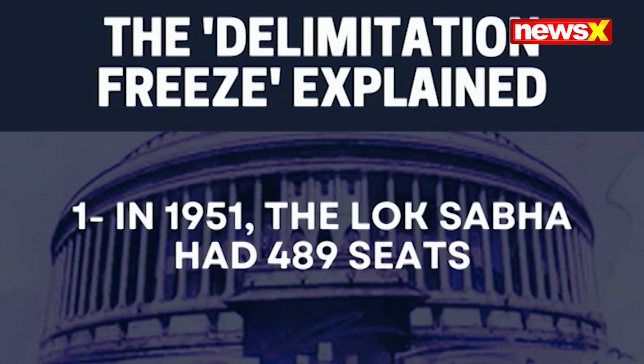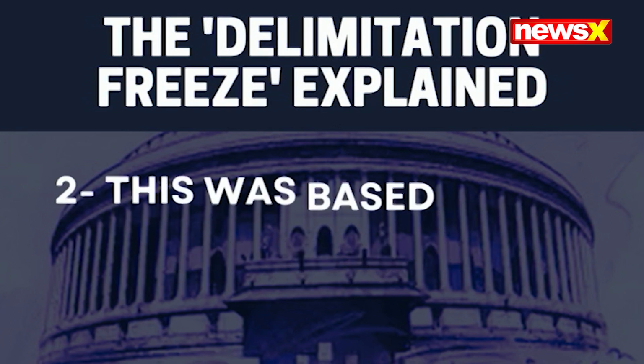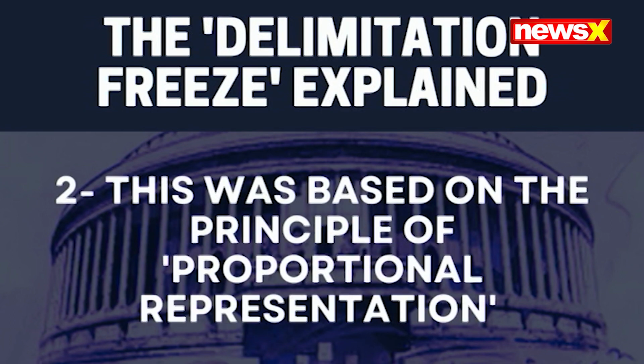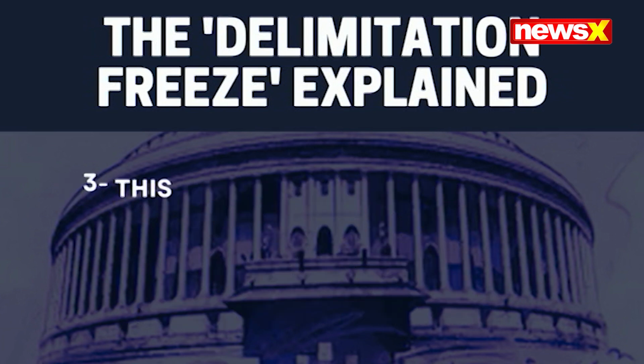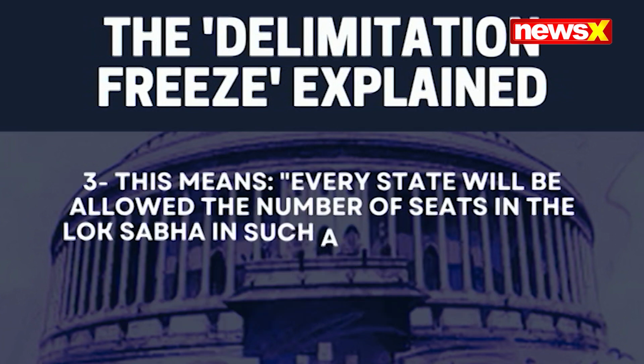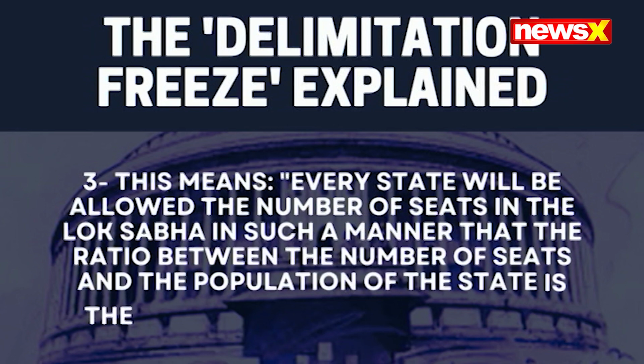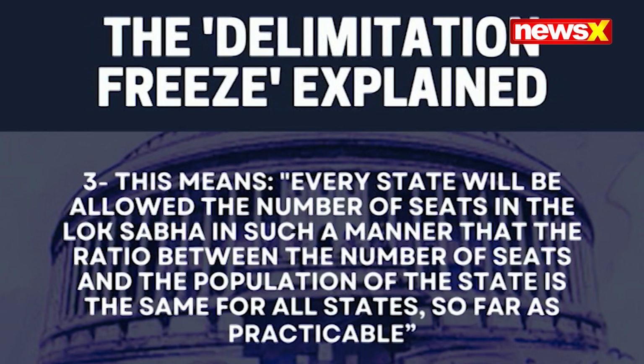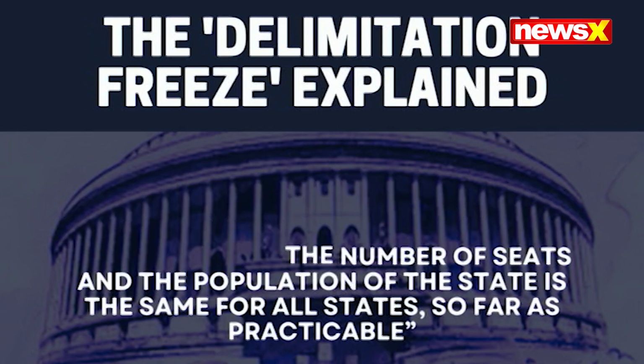Now, in 1951, let's go back into history. In 1951, the Lok Sabha had just 489 seats, like we discussed. This was done based on the principle of proportional representation. What does that mean? This means that every state will be allowed the number of seats in the Lok Sabha in such a manner that the ratio between the number of seats and the population of the state is the same for all the states, so far as practicable. That was the principle which was being followed.